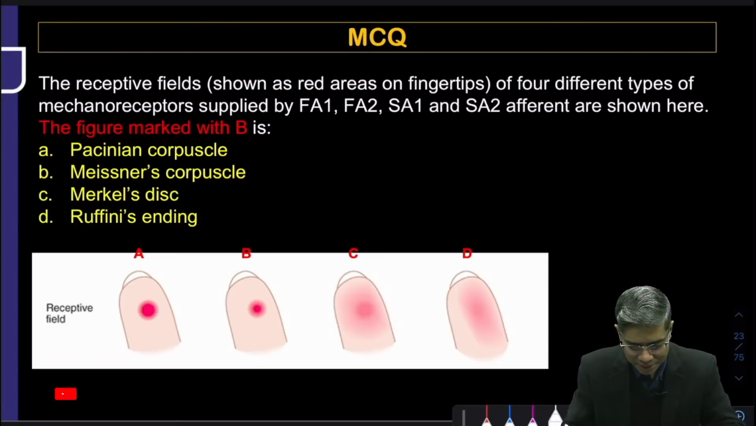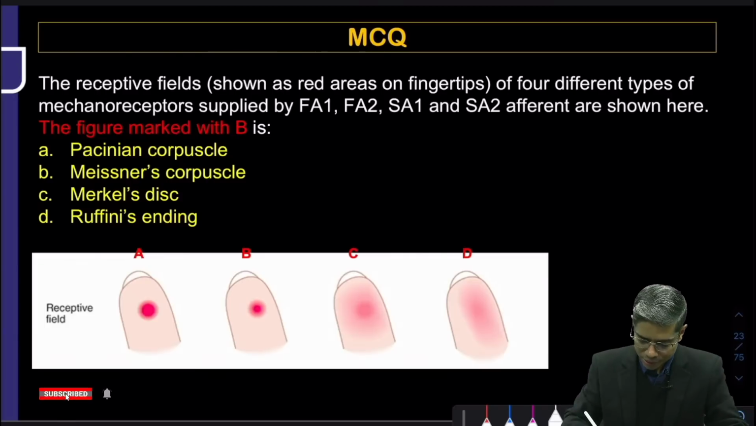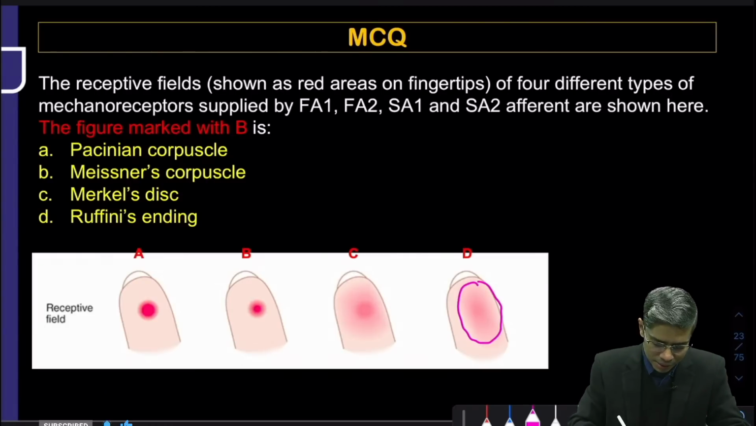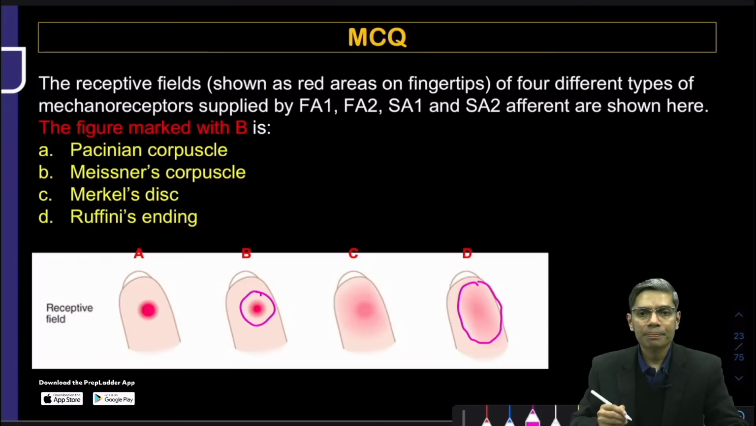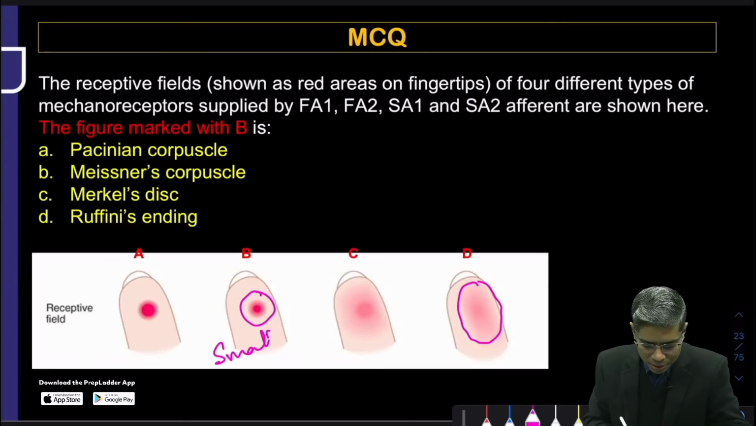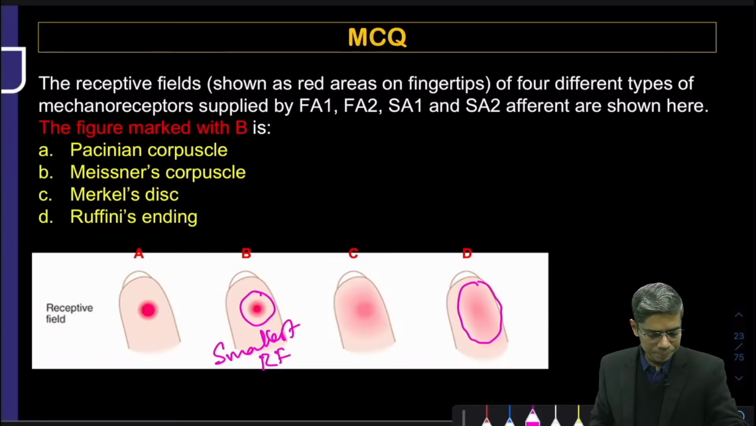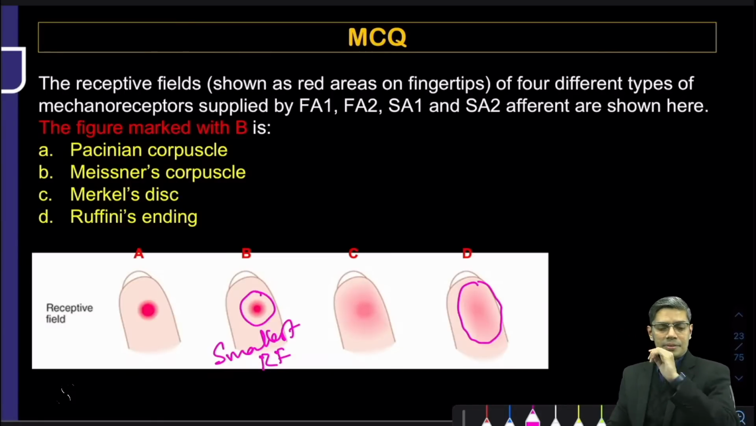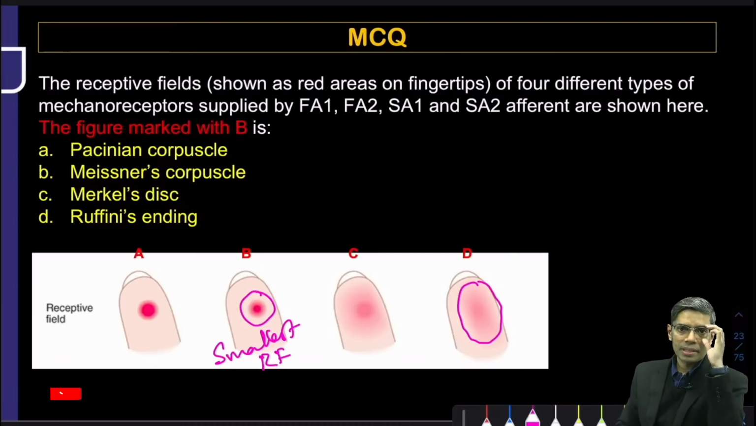The receptive field, okay. So I can find out that there is a large receptive field here and there is a smallest receptive field here. Among these 4 diagrams, I can find out that this is the smallest receptive field. Okay. Very good, Dr. Manika. Excellent.